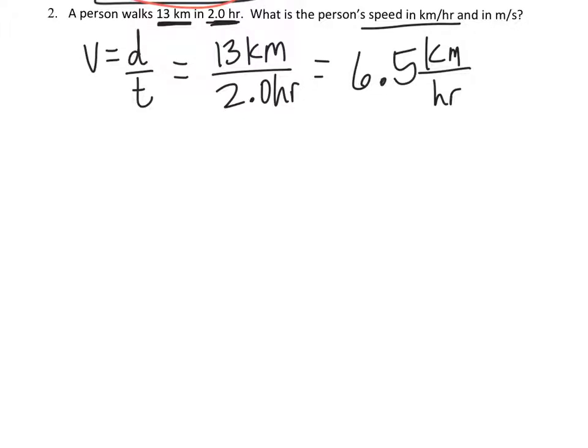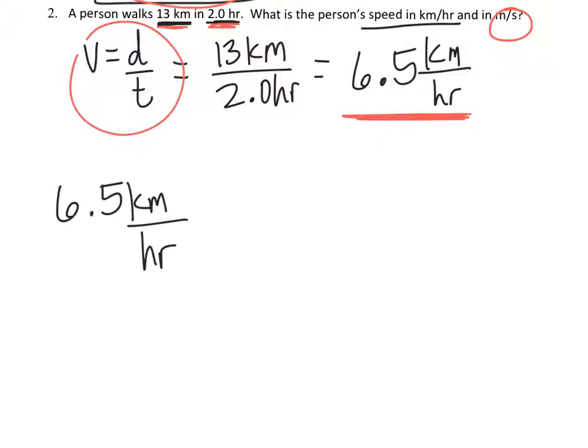So that is the answer to my speed for that unit. Now we were asked to find also the answer in terms of meters per second. You could have converted 13 kilometers to meters first, and then 2 hours to seconds, and then plugged into your equation, or we can start from our answer and convert from there, which is what I'm going to do. Now you should notice that the conversion factors are going to be the same as the problem we just did in number 1, but the ratios are going to be flipped.